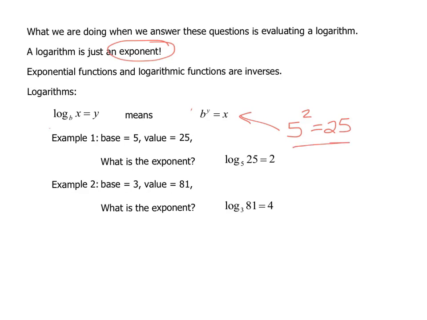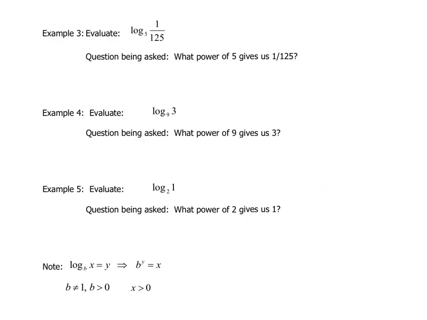If I want to take this and rewrite it in log form, we've got log base 5 of 25 is 2. Here's the second one that we had. We had our base was 3, our value was 81, and we figured out 3 to the 4th was 81. And so writing this in log form, we have log base 3 of our 81, of our value, equals our exponent. Let's look at a few more examples.